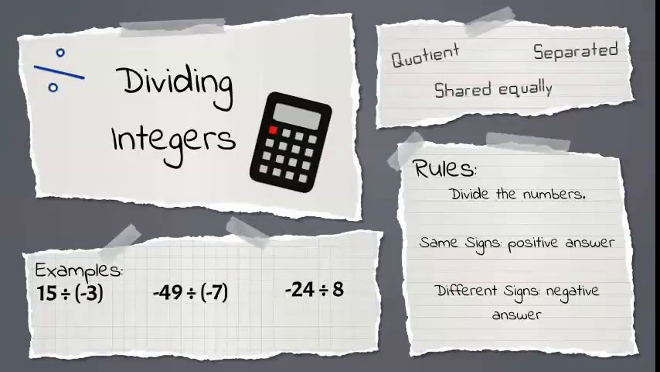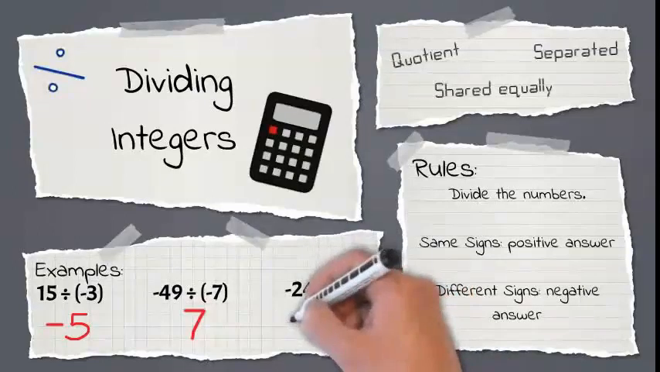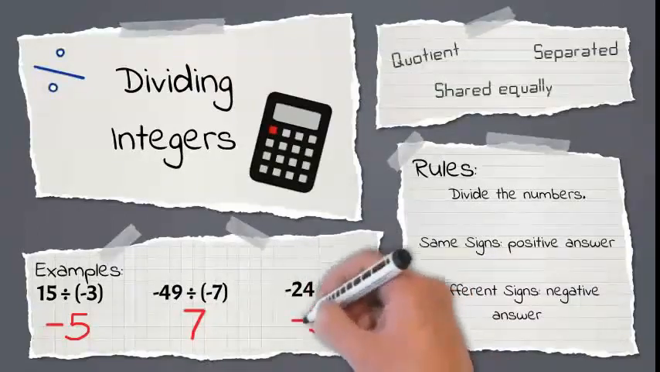15 divided by negative 3. 15 divided by 3 is 5, and since the signs are different, our answer is negative. The next one's negative 49 divided by negative 7. Well, 49 divided by 7 is 7, and the signs are the same, so our answer is positive. And last, we have negative 24 divided by 8. We know 24 divided by 8 is 3, and the signs are different, so our answer is negative.